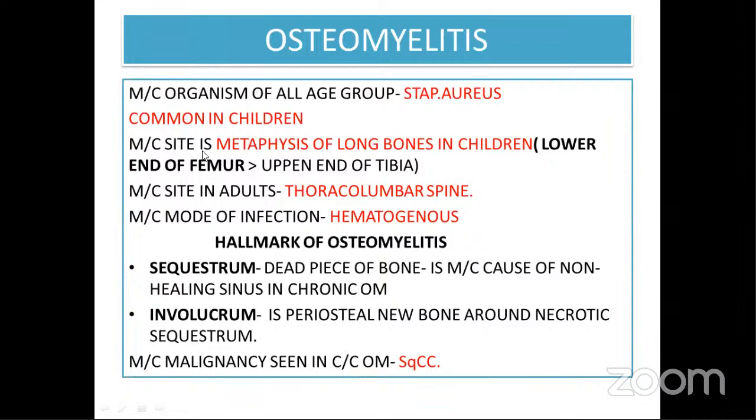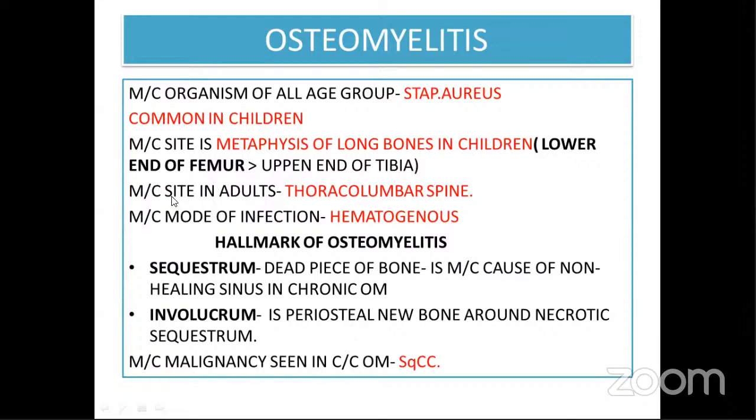And the most common site, remember, this is again the most important question, you'll get it. The most common site of osteomyelitis is the metaphysis of long bones in children. As I mentioned earlier, this is a condition you'll see in children. So here the metaphysis of the long bones is getting affected, that is the lower end of the femur first, then the upper end of the tibia. So most commonly the lower end of the femur is getting affected. So the site of osteomyelitis is the lower end of the femur, that is the metaphysis of the bone, commonly seen in children, and it is due to Staphylococcus aureus.